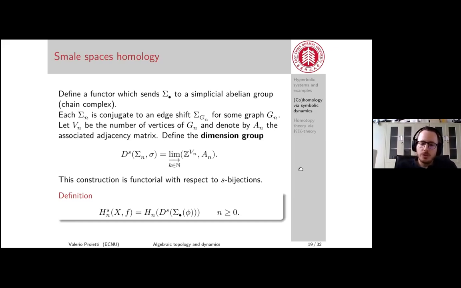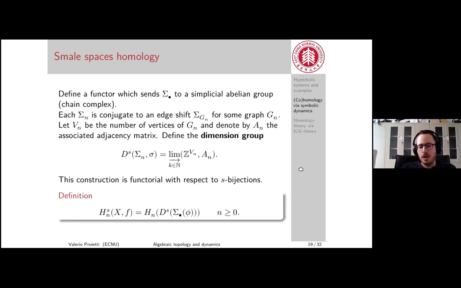So the construction of the dimension group is actually functorial with respect to S bijections. So once we have that, I can apply this functor ds to my sigma dot, get a simplicial group, hence a chain complex, and get a homology of that and define that to be the homology of X. Of course, you need to do some things.